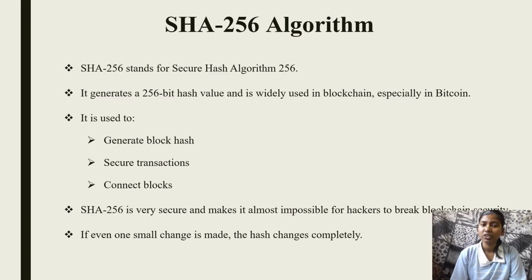For secure transactions, SHA provides security, integrity and durability of the data, and it helps to connect the blocks. So SHA-256 is very secure, making it almost impossible for hackers to break the blockchain. So even if one small change is made, the hash changes completely, so there is damage to the full blockchain.